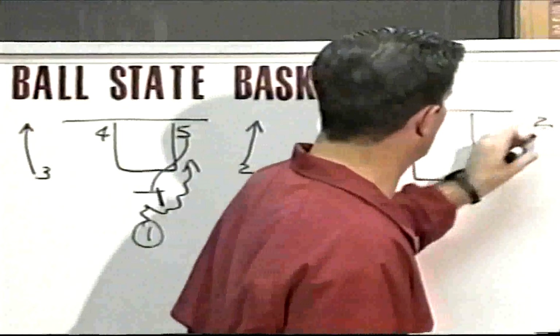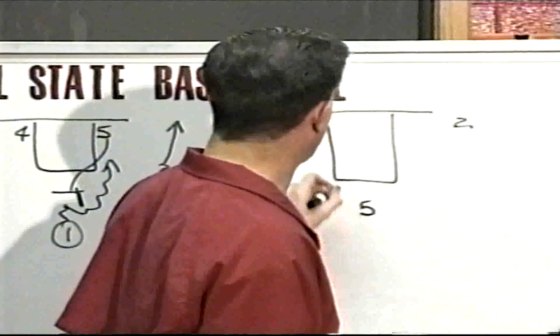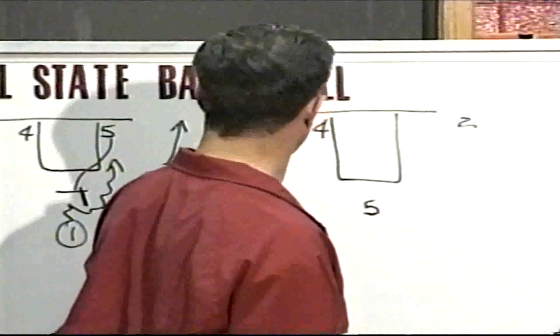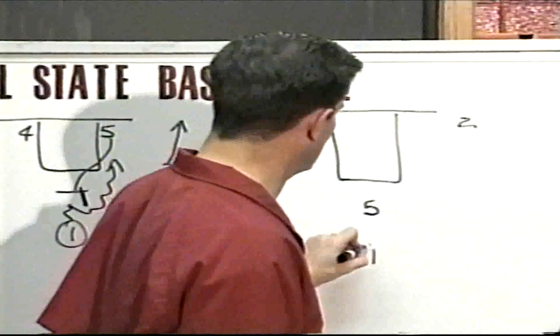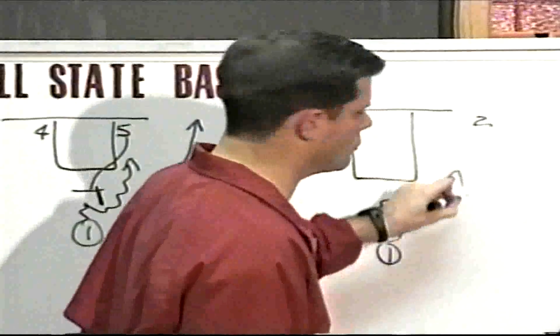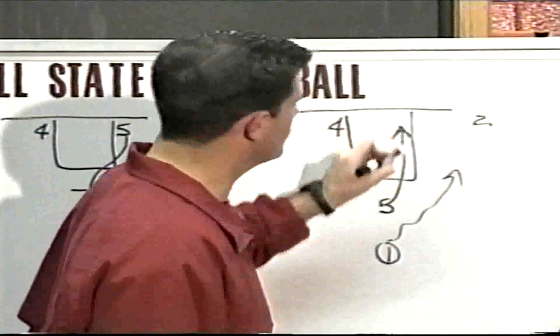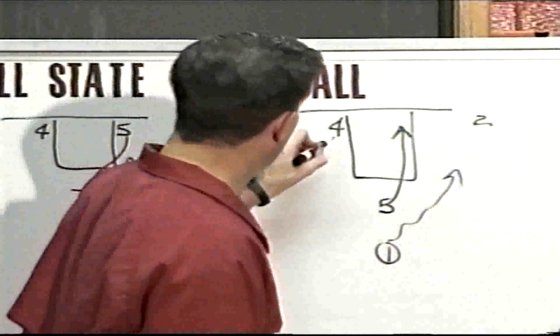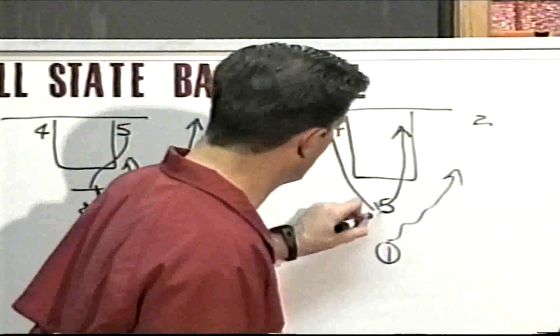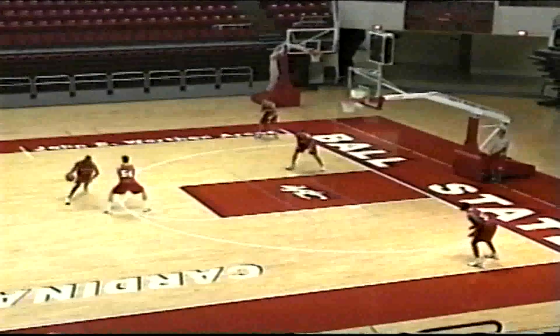After the pick is set at the top, this is what we are looking for from our 4 and 5. 2 and 3 are still in the corner. 1 has come off the screen. Then 5 is to roll, crossover step to the front of the rim, and 4 is to replace. This gives us some different options.